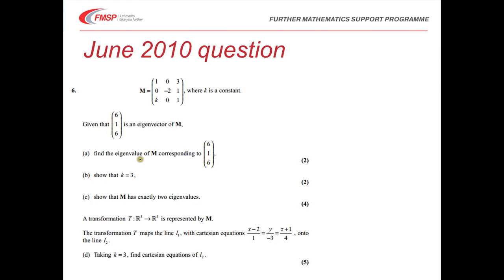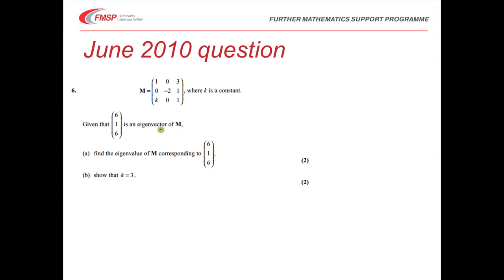We've got to find its eigenvalue. We've got to show that K is 3. We've got to show that M has got 2 eigenvalues. And then at the end of the question we've got to consider the transformation represented by M, and we're considering how it moves a line L1 to another line L2, and given the Cartesian equation of L1 we're being asked to work out the Cartesian equation of L2.